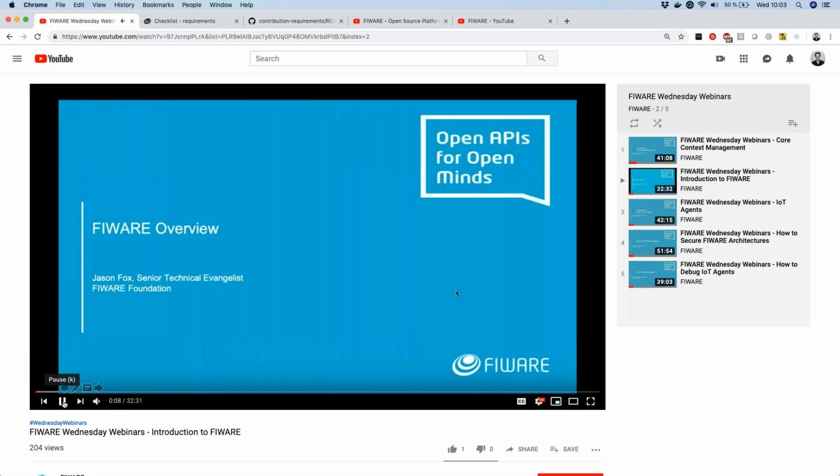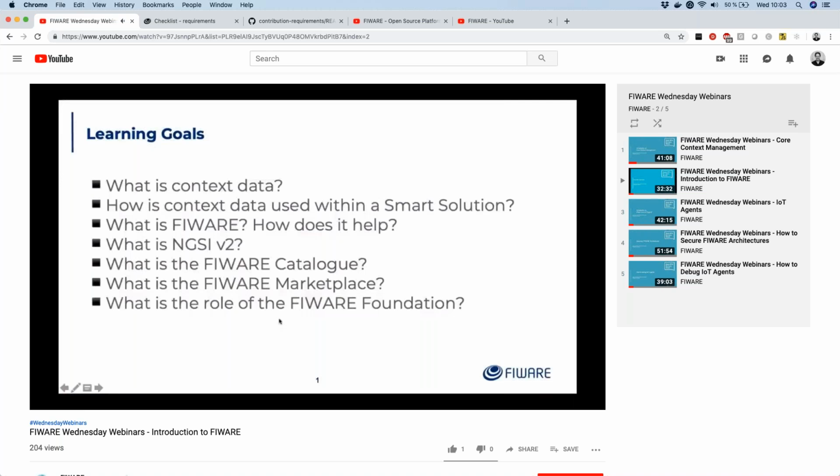I start off with a typical introduction. Obviously, I need to say who I am and what this is all about. But I very quickly move on to another learning goals slide. The idea here is that whenever you are doing this sort of thing, you've got to assume there is absolutely no prior knowledge of what FIWARE actually is, and what FIWARE is about. So you've got to start off by defining your terms of what is actually going on.